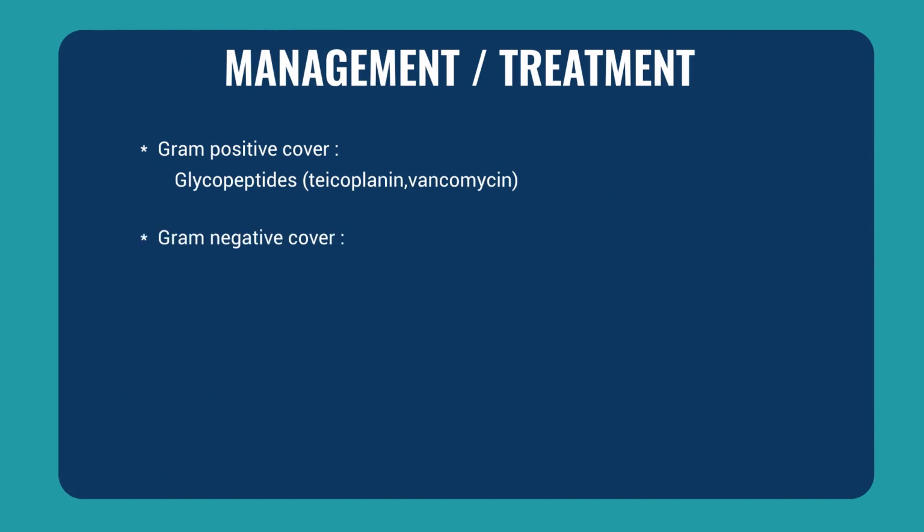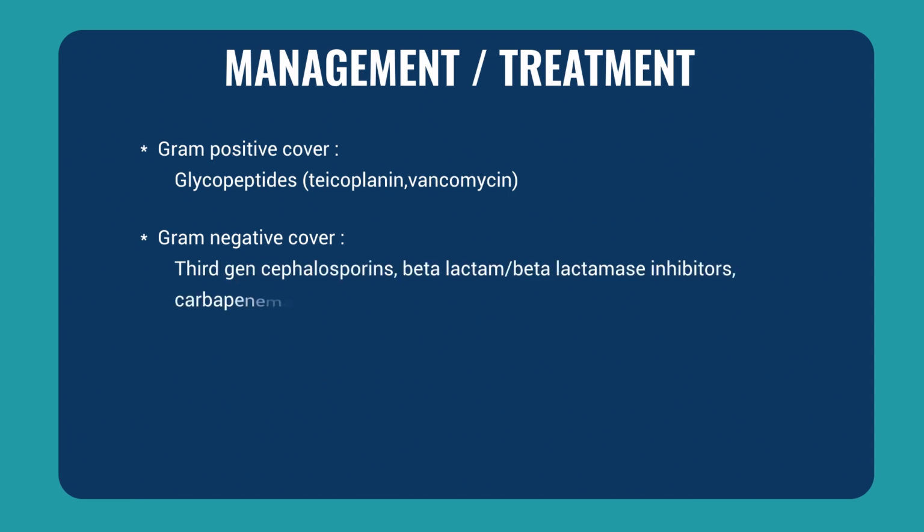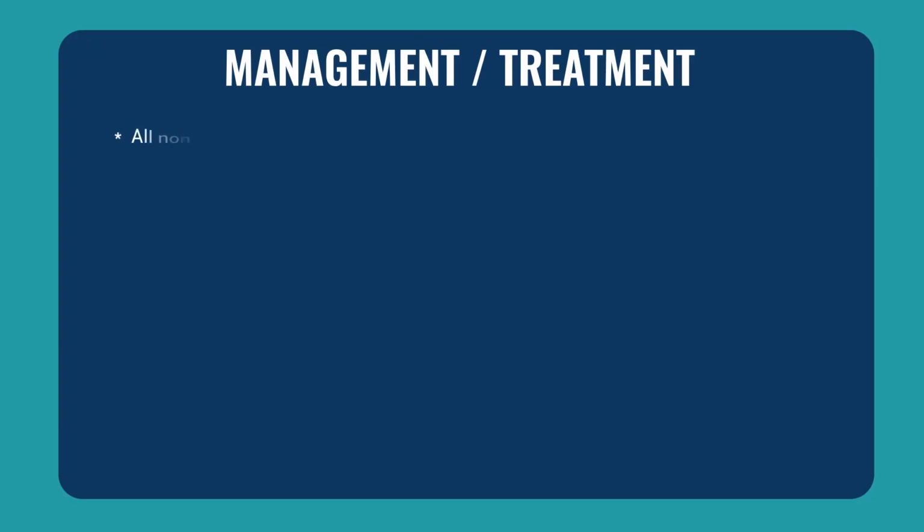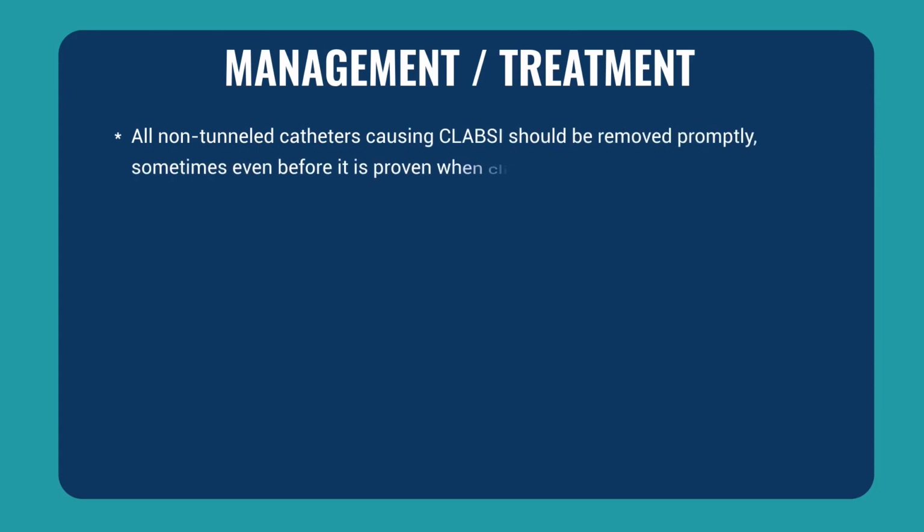For gram negative cover, commonly used are third generation cephalosporins, beta-lactam beta-lactamase inhibitors, carbapenems, and polymyxins. Among the antifungals, azoles and echinocandins are the most commonly used. Going further in the management of CLABSI, all non-tunneled catheters causing CLABSI should be removed promptly, sometimes even before it is proven, when clinical suspicion is high.